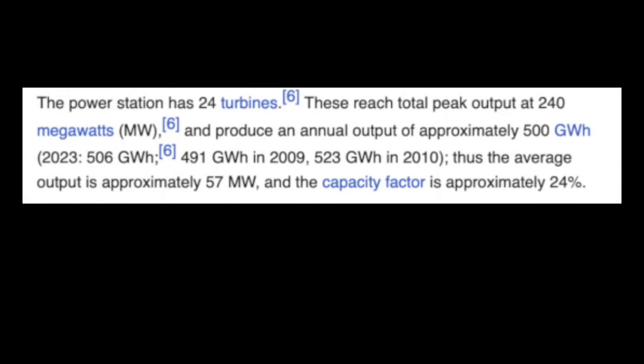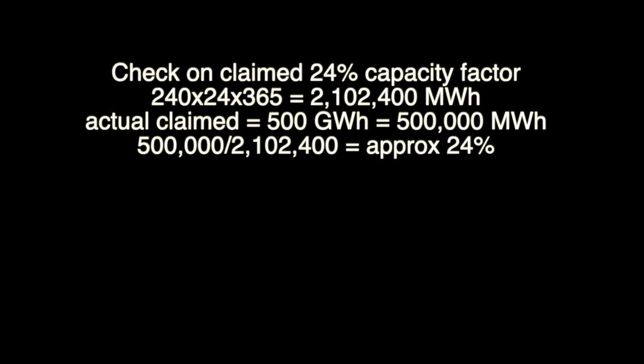So let's check that. It's 240 megawatts, that's the theoretical limit, times 24 hours, times 365 days is 2,102,400 megawatt hours. That's what comes out in a year. The actual claimed per year was 500 gigawatt hours, which is 500,000 megawatt hours. So it's 500,000 divided by 2,102,400, and that's about 24%. So the claim checks out.